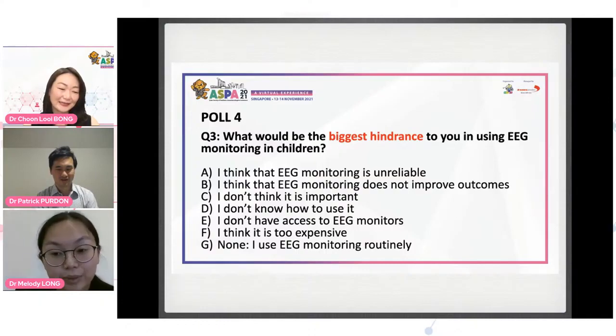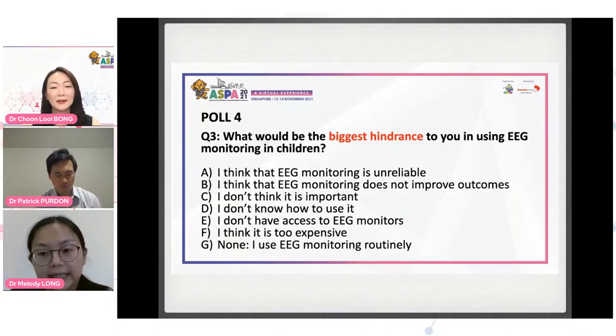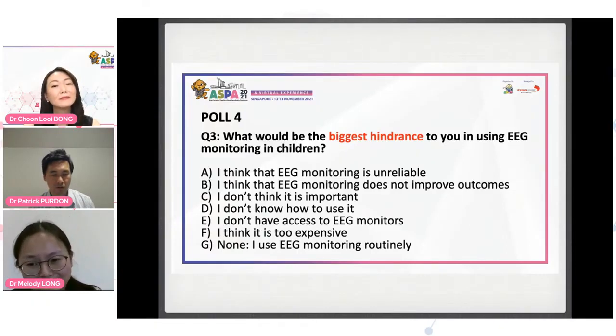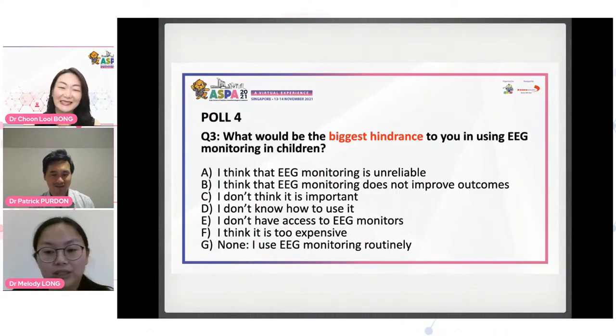So I'm just going to share the poll results. 44% of our participants don't have access to EEG monitors, which is why it's a hindrance, and that's understandable. 33% of our participants already use EEG monitoring routinely. Unfortunately, we still have 11% who say they don't know how to use it. And 6% feel that EEG monitoring is unreliable, and 6% also think that it is too expensive.